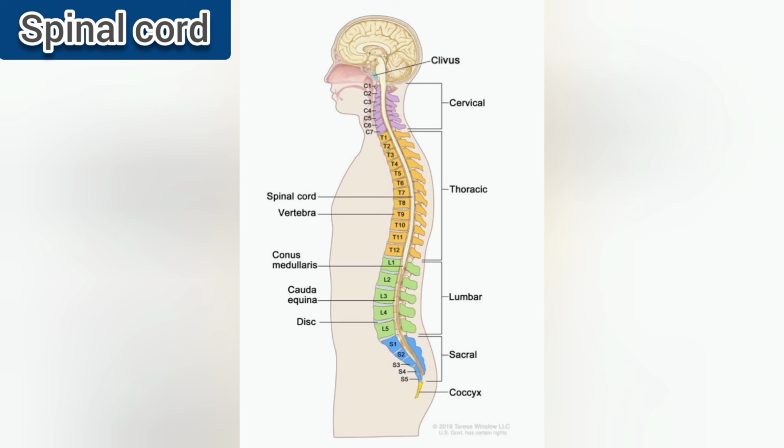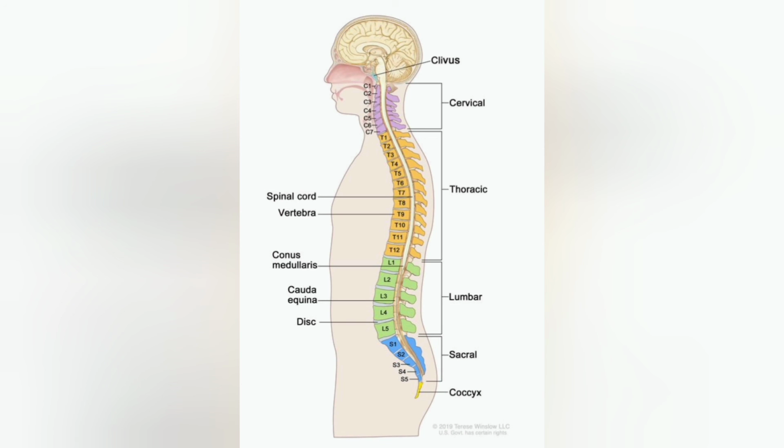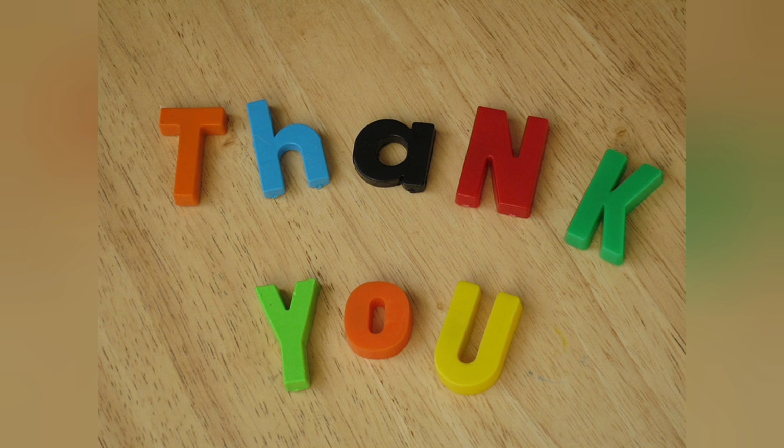So this is called the spinal cord, and we have reached the end of the session. Thank you. These are the brain and its parts. In the next video we will see the chemicals inside the brain and their responsibilities.